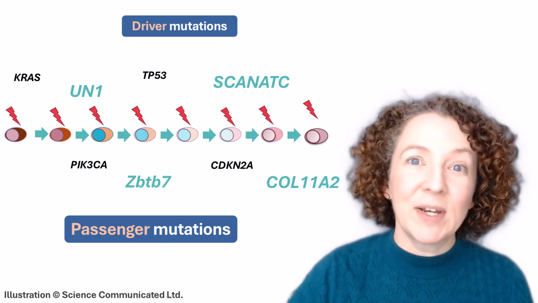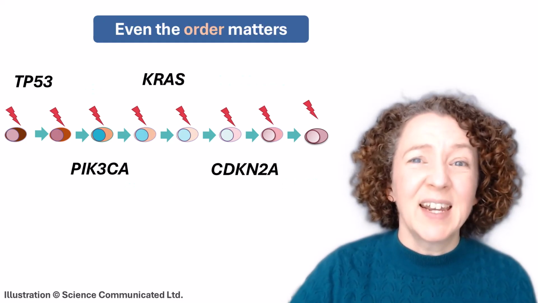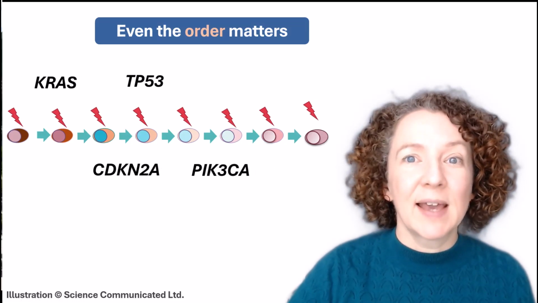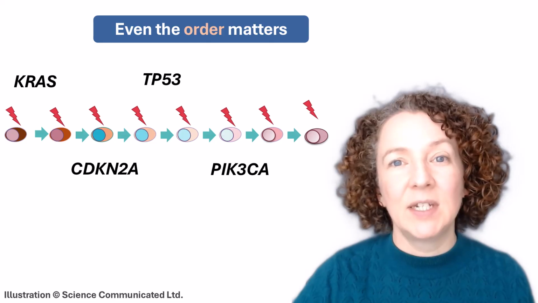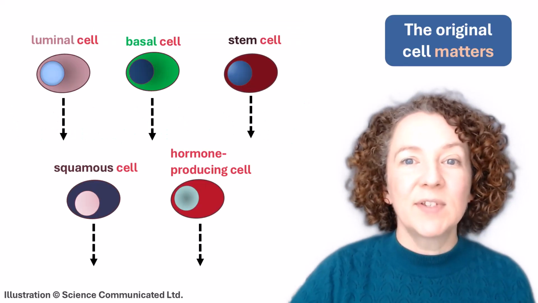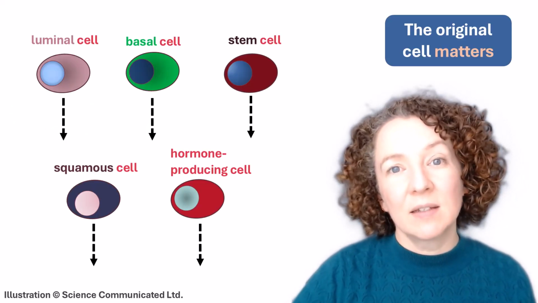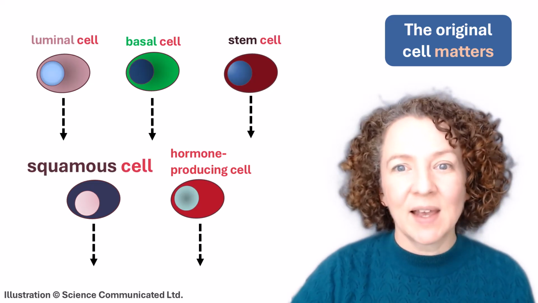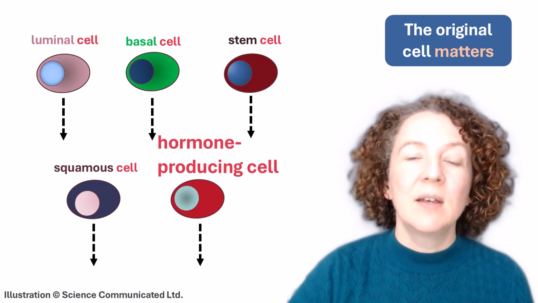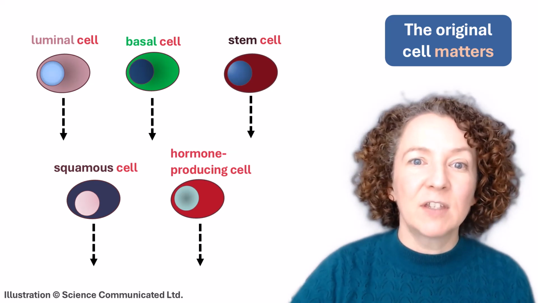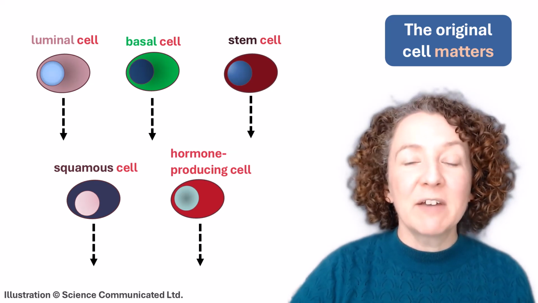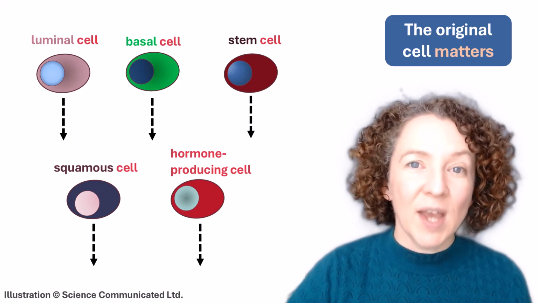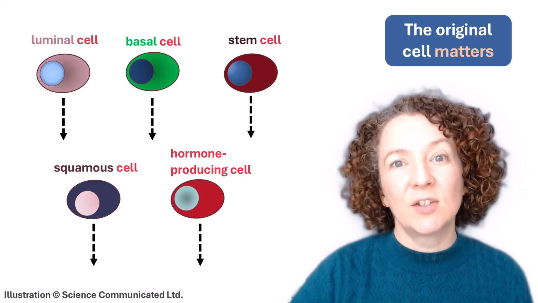Even the order in which the driver mutations occurred, never mind which mutations they are, matters. The order affects the cancer's behavior and its sensitivity to treatment. The type of cell that went wrong also affects the cancer's behavior. Was it a luminal cell, a stem cell, a squamous cell, a hormone-producing cell? Some of the properties and behaviors of the person's cancer cells will be affected by the type of cell it came from.